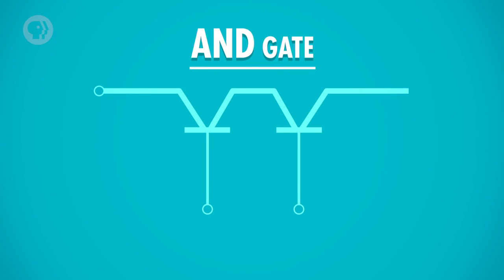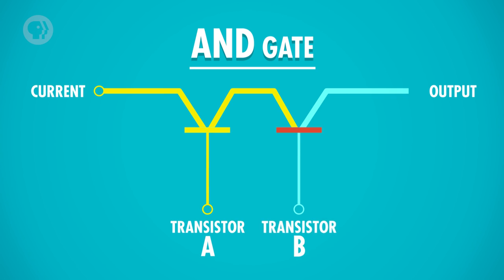To build an AND gate, we need two transistors connected together so we have our two inputs and one output. If we turn on just transistor A, current won't flow because the current is stopped by transistor B. Alternatively, if transistor B is on, but transistor A is off, same thing, the current can't get through. Only if transistor A and transistor B are on does the output wire have current.